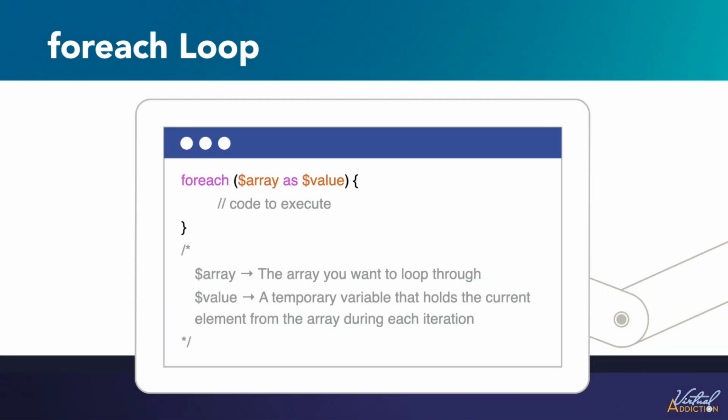The last loop that we're going to be talking about is the foreach loop. This type of loop is specifically used to iterate over arrays. If you've been following along with me, then you are familiar with the foreach loop because I showed you this when we talked about arrays, but I'll just go through it once again.